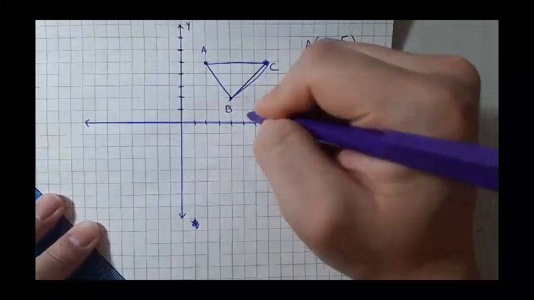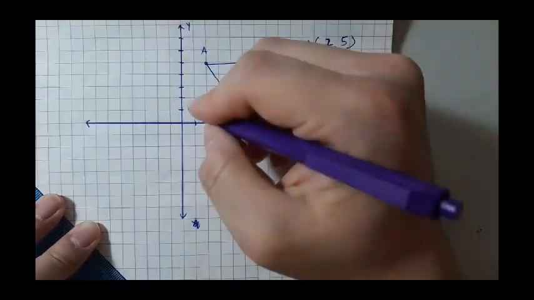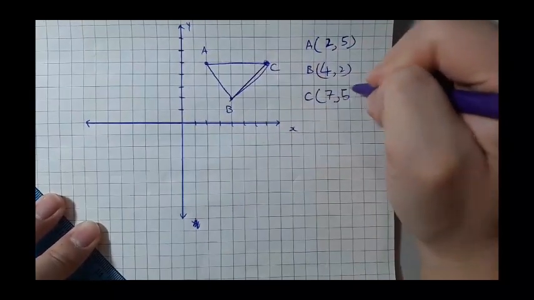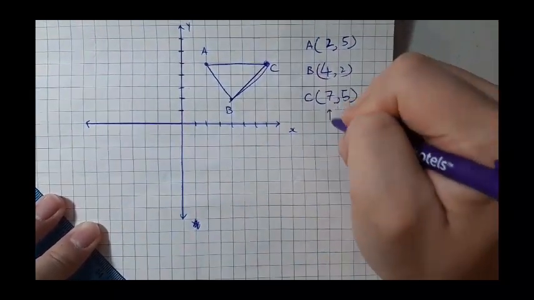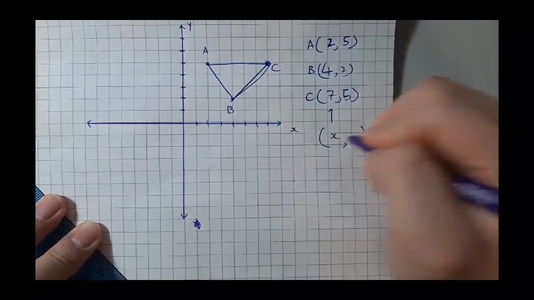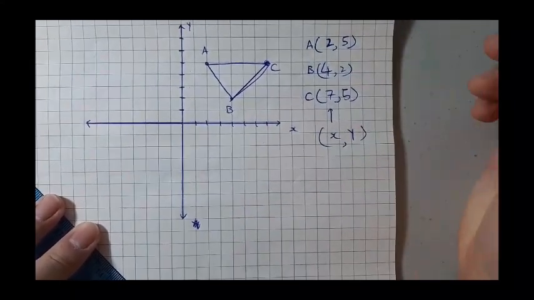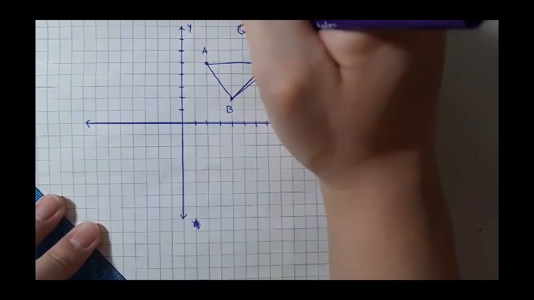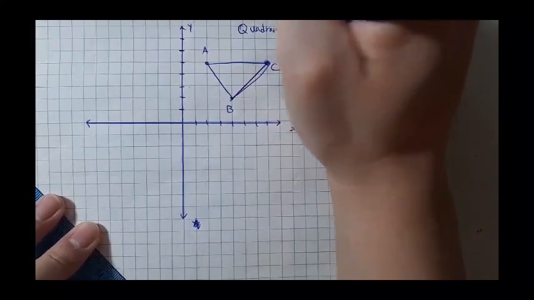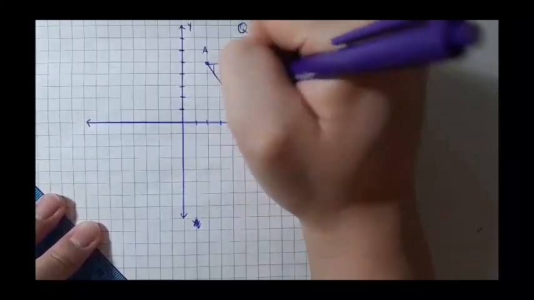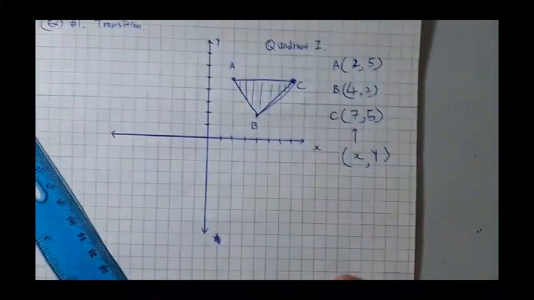And C, 1, 2, 3, 4, 5, 6, 7, and 1, 2, 3, 4, 5. 7 and 5. Always remember, your first location is the X coordinate position and then the Y coordinate position. And you know that this is quadrant 1. So I have a triangle like that.